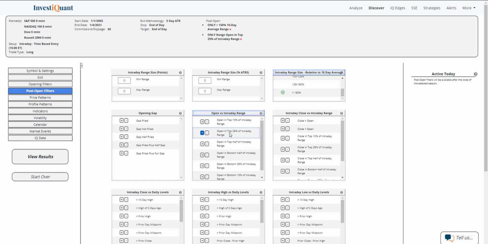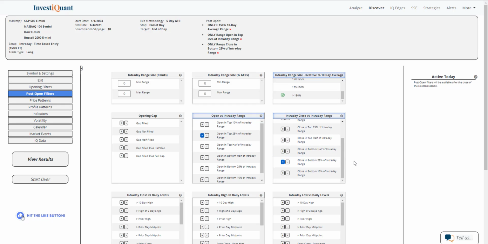And then I'm going to say the intraday close versus the intraday range is in the bottom 25% of the intraday range. So let me come down here to the bottom, hit equals next to close in the bottom 25% of the intraday range. This will create a price pattern where, if you looked at the daily candlestick, you'd have a small wick up at the top of the red candlestick and a small wick or no wick at the bottom, trading somewhere around the lows. So you've got a big red body on the daily candlestick that is forming.